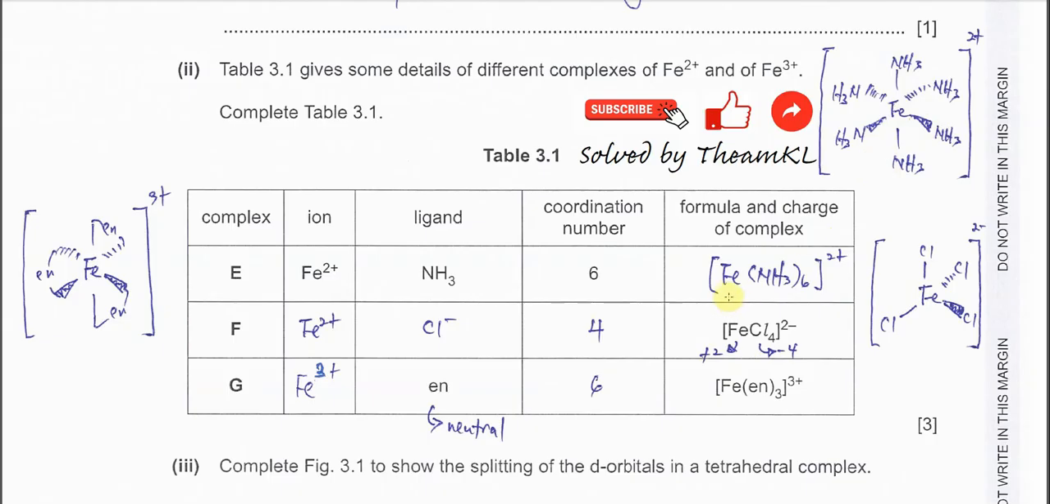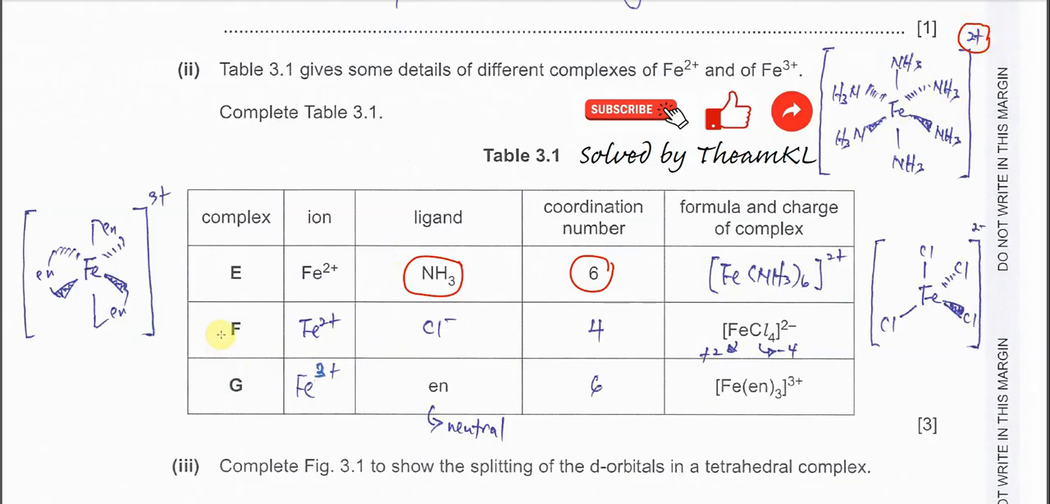So first is this iron with 6 ammonia, because the coordination number is 6. Ammonia is a monodentate ligand and the coordination number is 6, so it's very clear this is octahedral. Something like this. And of course the charge is important, because these ammonia ligands are all neutral. Then the charge of the complex ion must come from this iron 2.